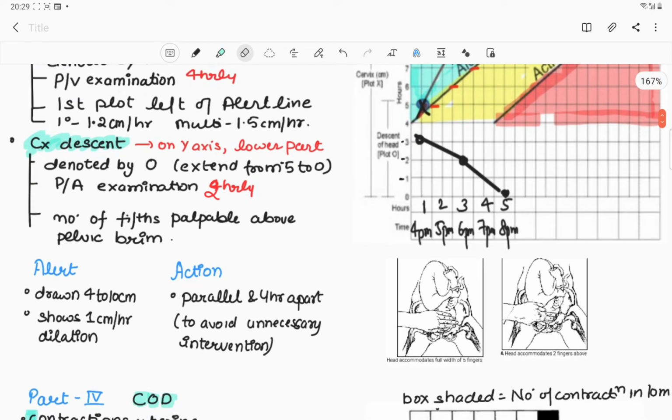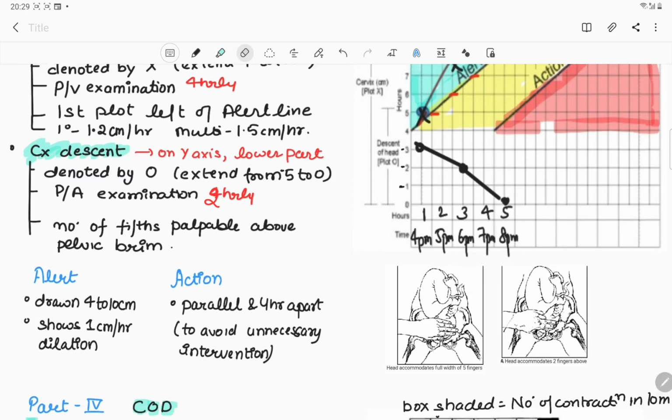For example, in this picture, we placed our left hand above the pelvic brim and the head accommodates the full width of 5 fingers. But in this picture, the head accommodates 2 fingers above the pelvic brim, meaning the head is palpable 2 by 5. For example, in this, at 4 pm 3 by 5 head is palpable, at 6 pm 2 by 5th, and at 8 pm the head is not palpable above the pelvic brim.